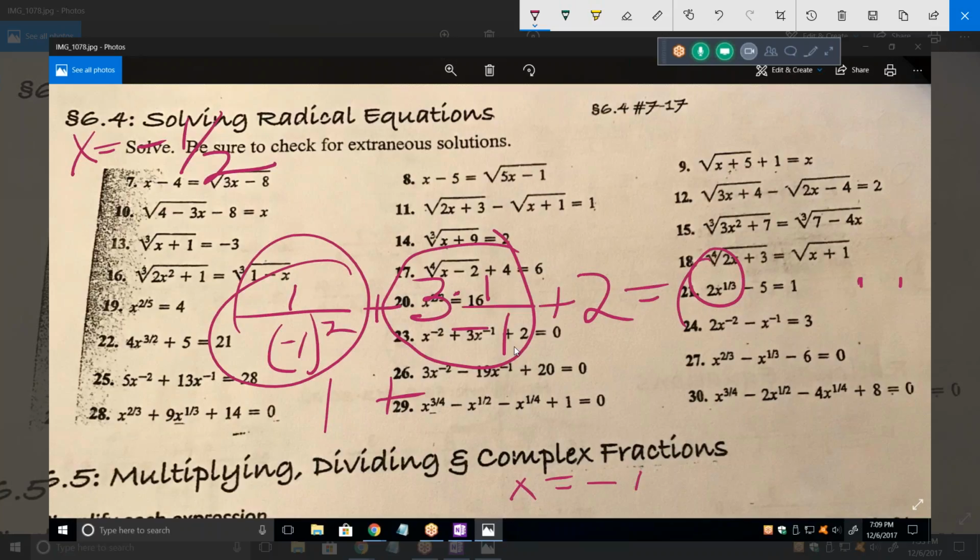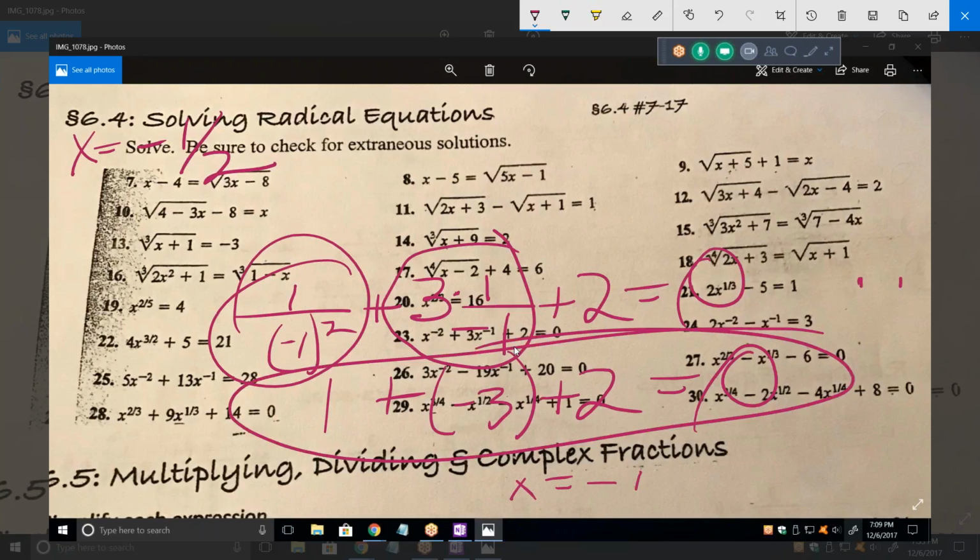-3 plus 2 equals 0. True statement. Both solutions are valid. That one and that one.